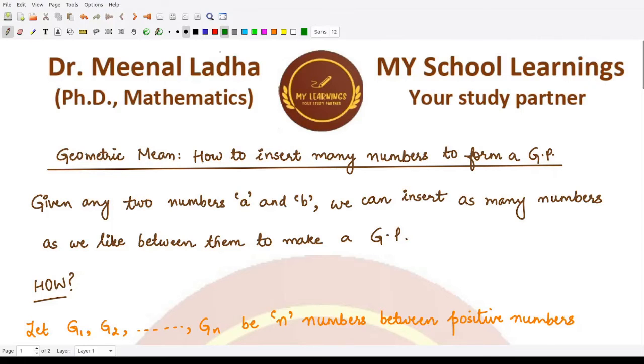In this video, we shall be looking at how to insert many numbers between two numbers such that the resulting numbers form a GP. So we are given two numbers A and B. We can insert, in fact, as many numbers as we like between them in order that the resulting sequence is a GP. But how can we do that? So let's have a look here.